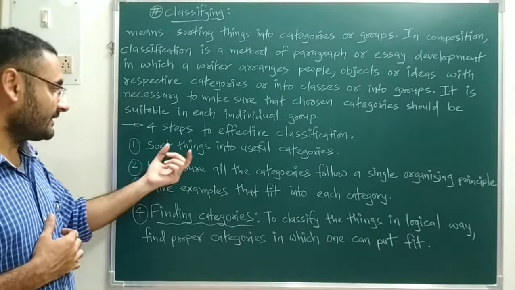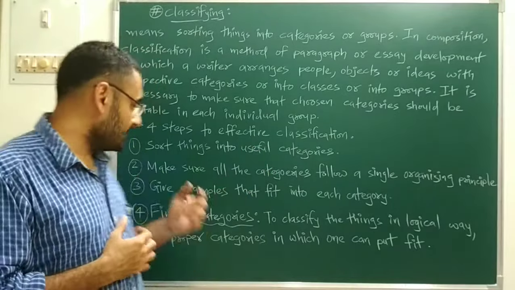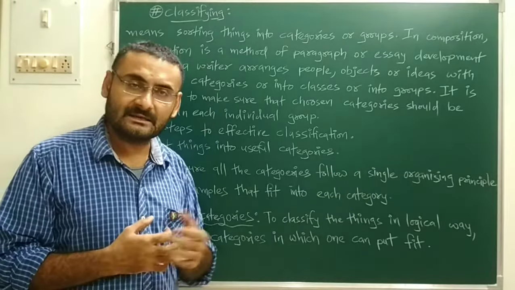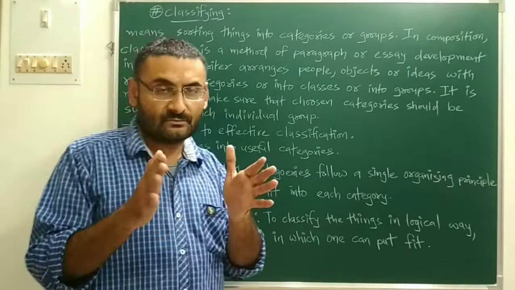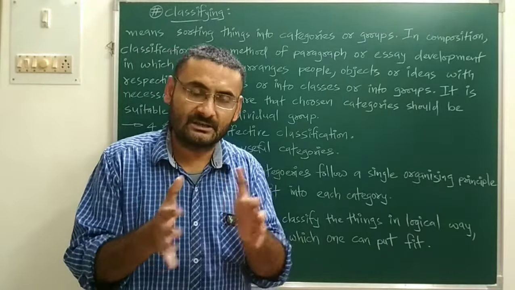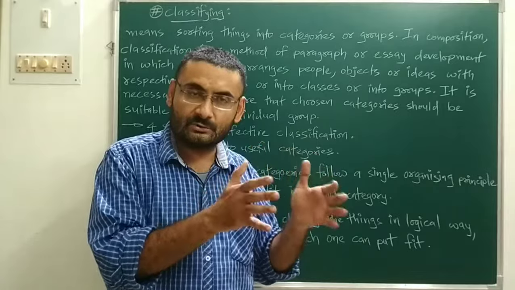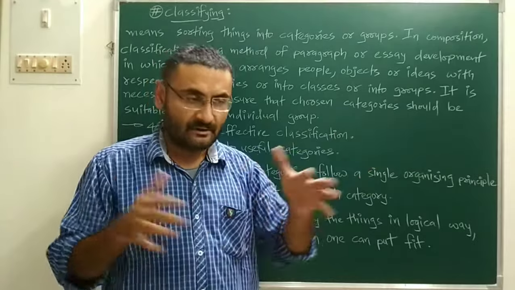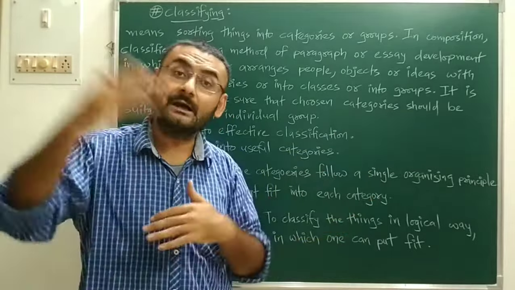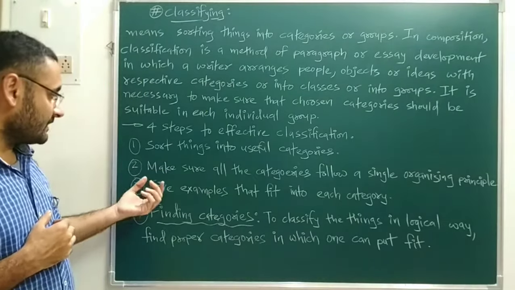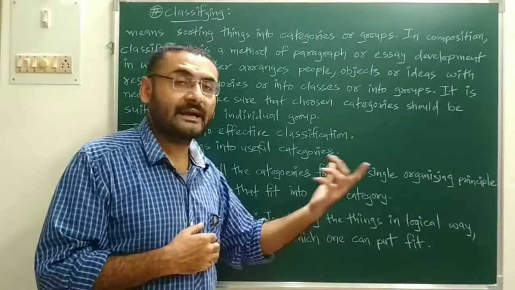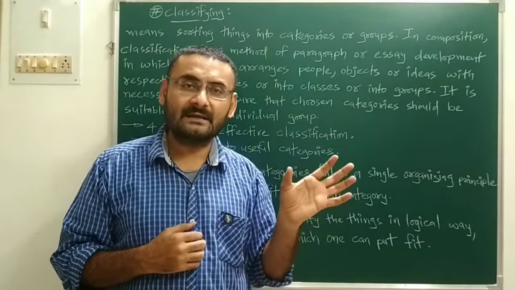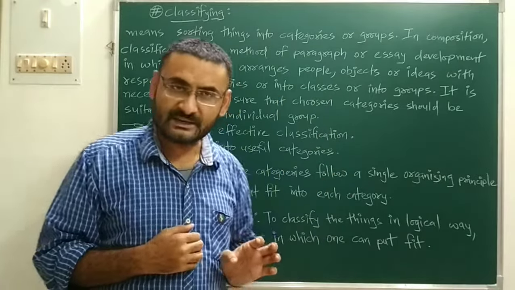The first step is sorting things into useful categories. Next is make sure all categories follow a single organizing principle. A single organizing principle means that one file is based on important action, another file is based on useless, another file is based on given to another person. So the common principle is that of files only, not other things. Next is give examples that fit into each category. That means whatever categories you have located, in that category you should give certain examples which will justify your classification.